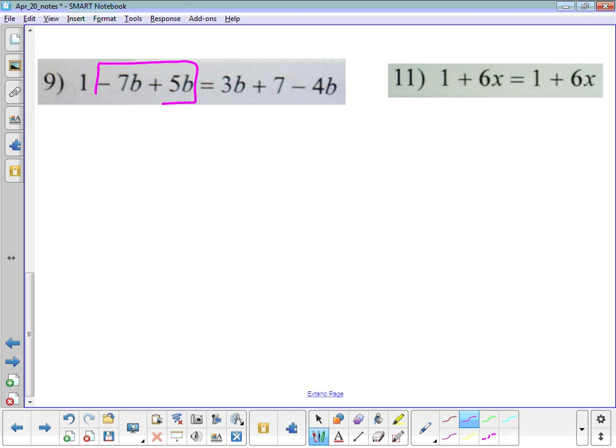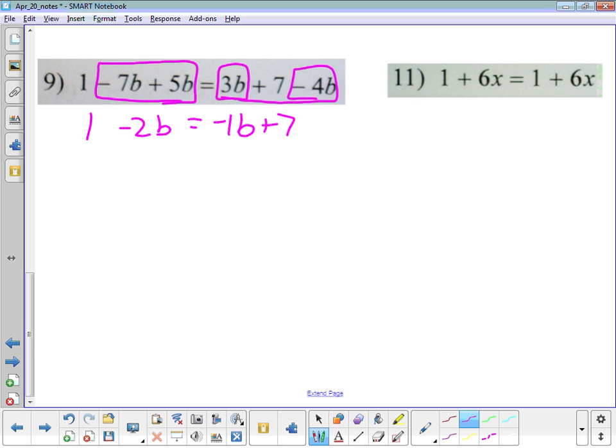First one I have is a negative 7b plus 5b. Well, a negative 7 plus 5 is a negative 2, so I have a negative 2b. So I have 1 minus 2b on one side. On the other side, I've got the 3b, and I'm supposed to take away 4b. Well, 3 take away 4 is a negative 1b plus 7.